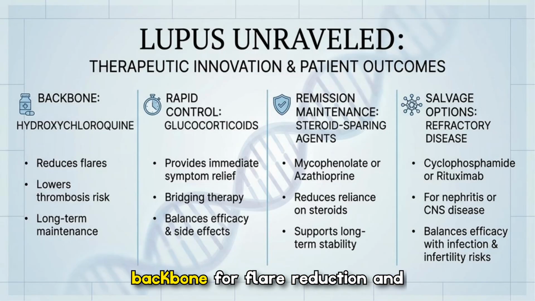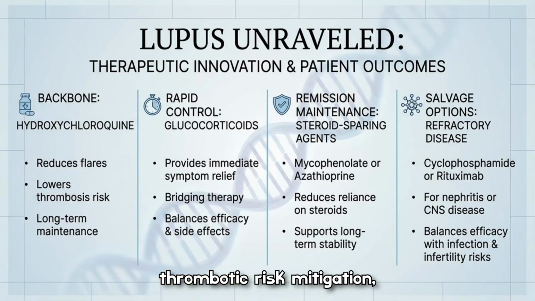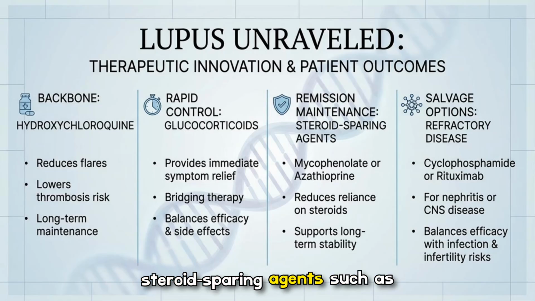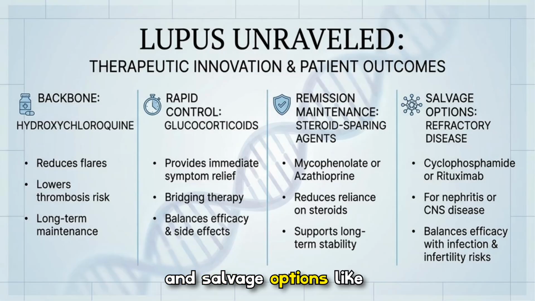Hydroxychloroquine remains the backbone for flare reduction and thrombotic risk mitigation. Glucocorticoids provide rapid symptom control, but require careful balancing of side effects. Steroid-sparing agents, such as mycophenolate or azathioprine, support remission maintenance, and salvage options like cyclophosphamide or rituximab are reserved for refractory nephritis or CNS disease.